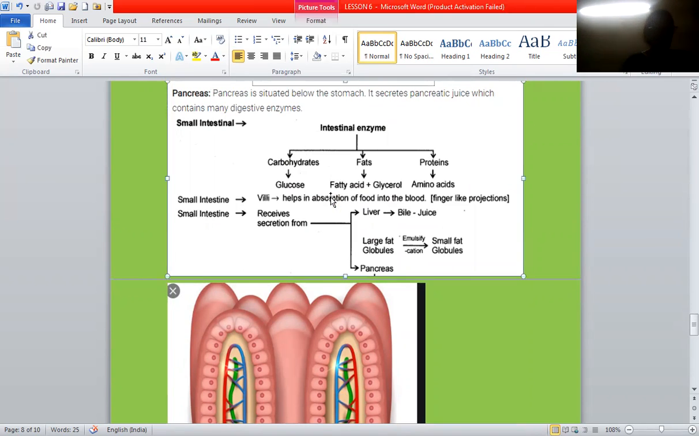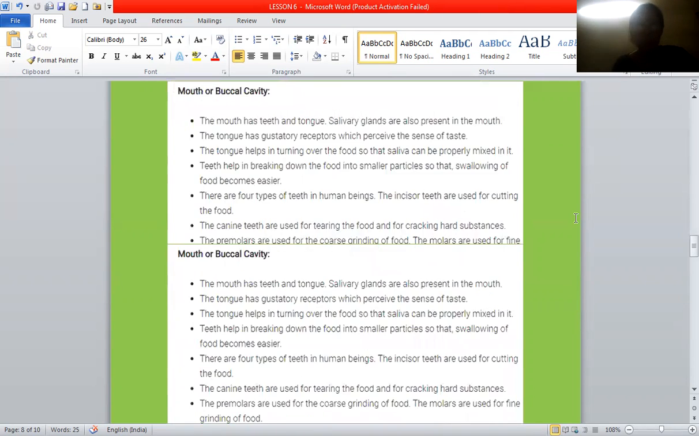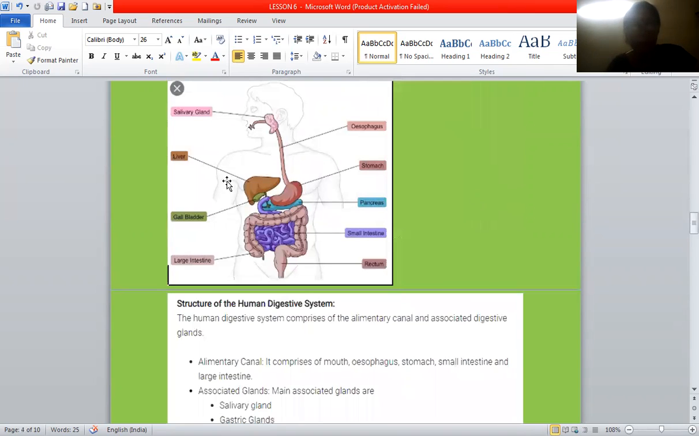Then these two, liver and pancreas. Small intestine gets the secretion of liver and pancreas. You can see over here in the diagram, this is liver, and this is pancreas. They pour their secretion into the small intestine.